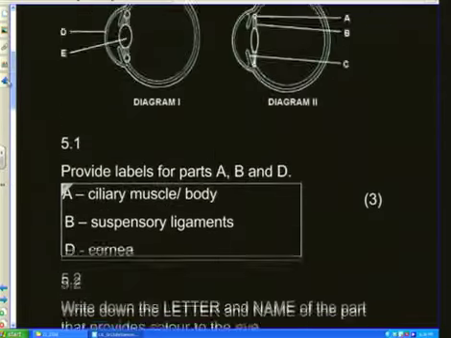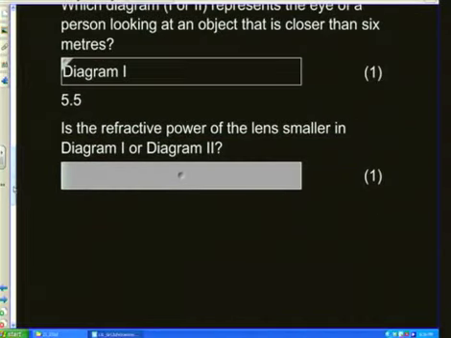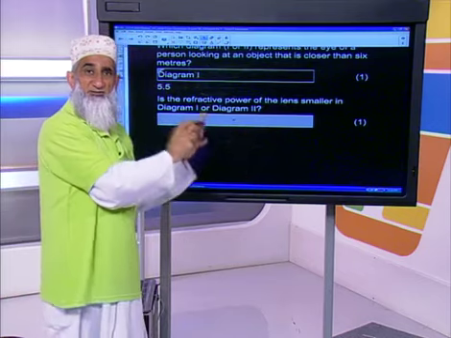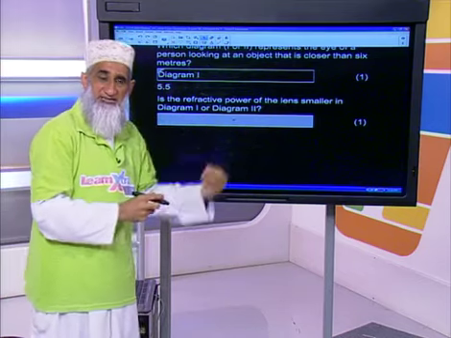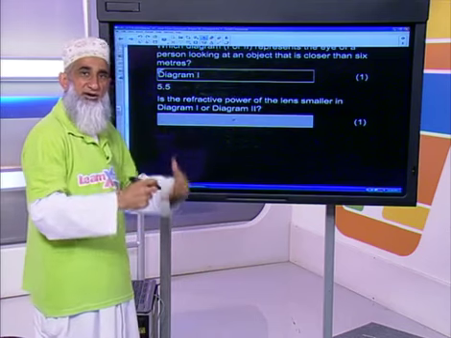Which diagram, 1 or 2, represents the eye of a person looking at an object that is closer? That's easy again. It would be diagram 1 in this case. Notice the questions are similar. Two different examiners, they haven't spoken to each other, but similar questions coming out. This is the need for going over the papers, because this is the way that you have to learn for your work.